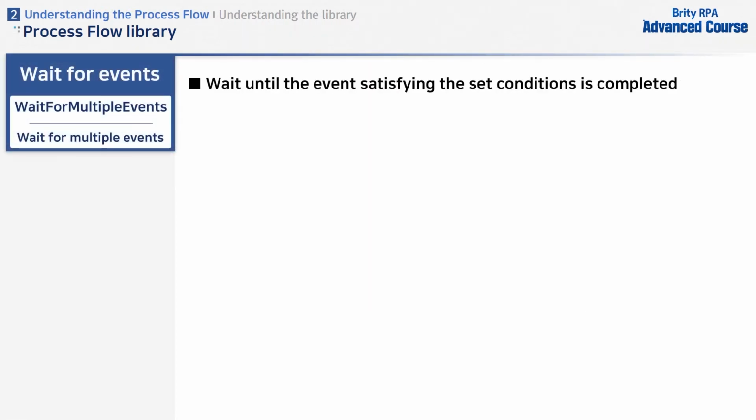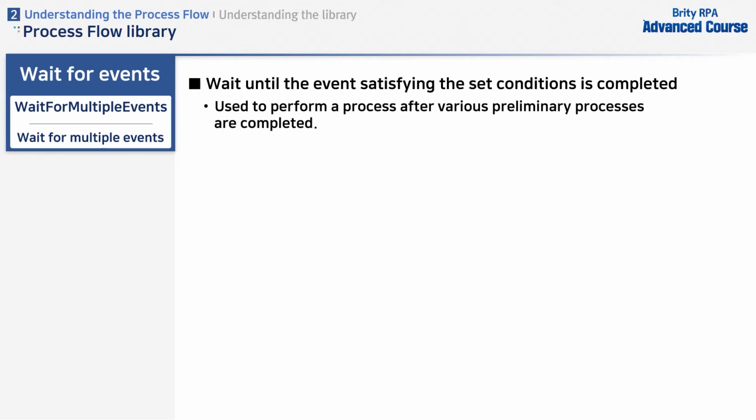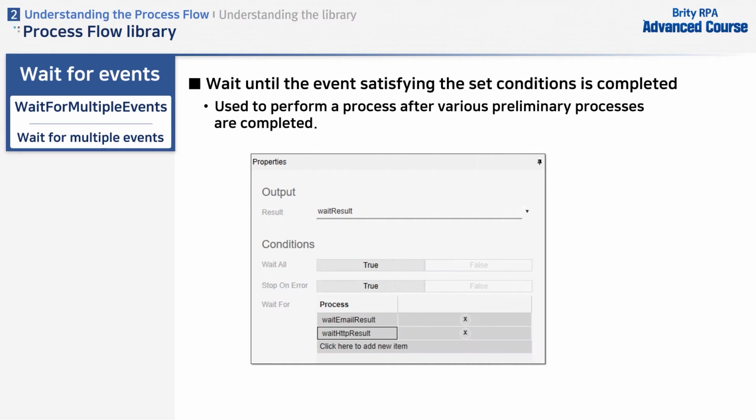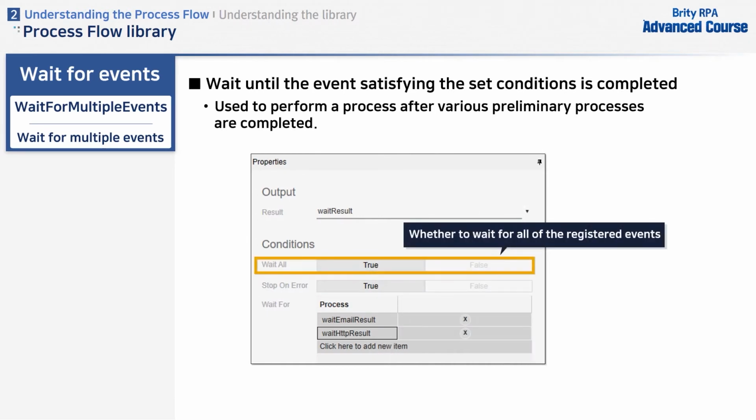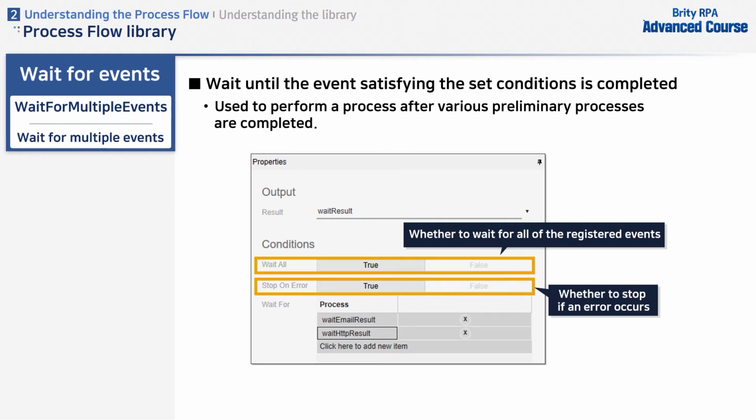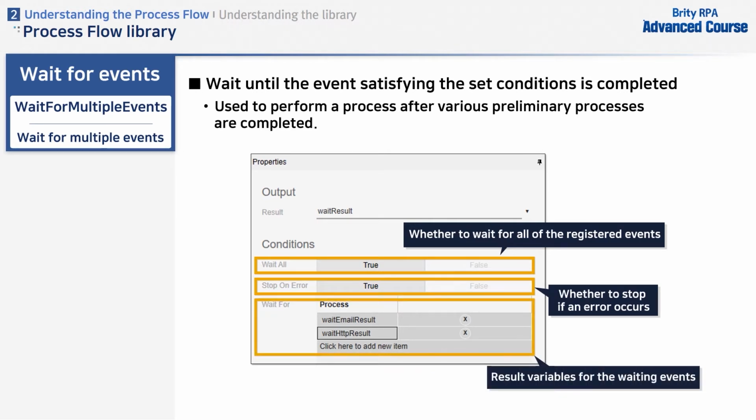The wait for multiple events activity is used to wait until the event satisfying the set conditions is completed. The wait for multiple events activity must be used to perform a process after various preliminary processes are completed. In the settings, you can set whether to wait for all of the registered events and whether to stop if an error occurs, and then register the result variables for the waiting events.